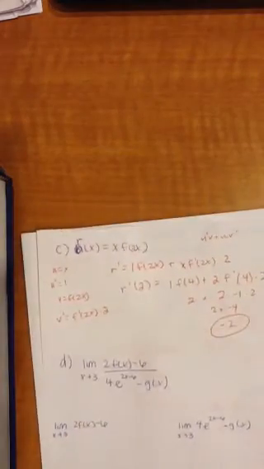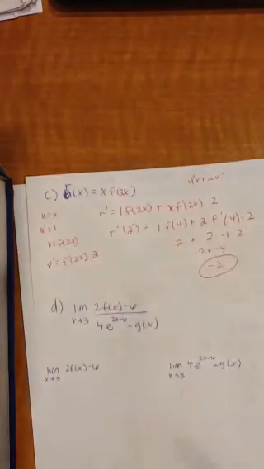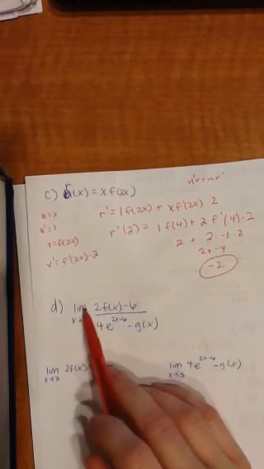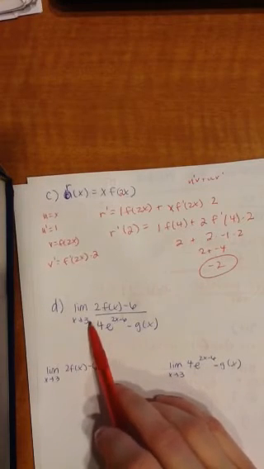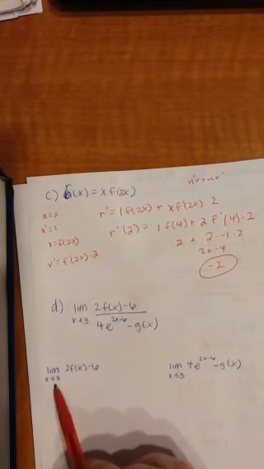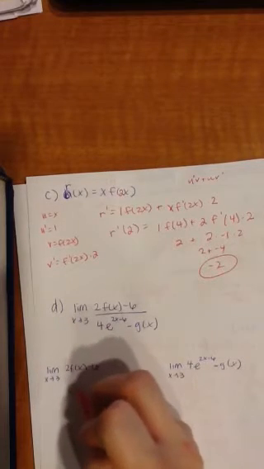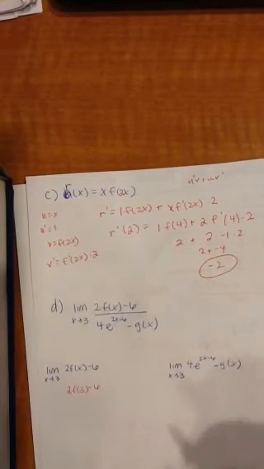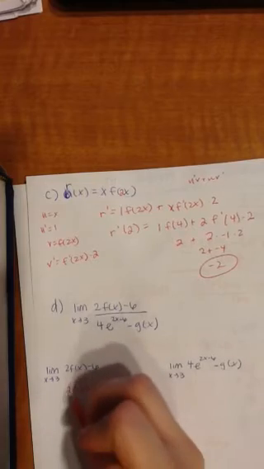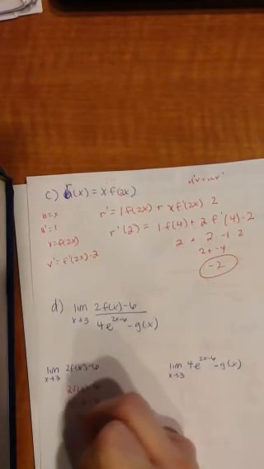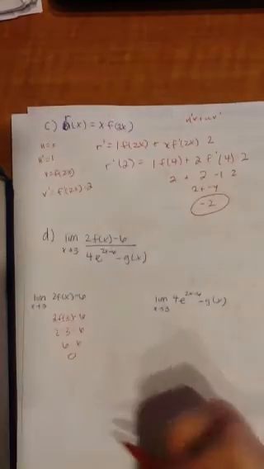All right, and our last one is finding the limit. So anytime we've got a limit, we're going to actually straight up plug in. So this is the limit as x approaches 3. So I plugged into the top. The limit as x approaches 3 would be 2 f of 3 minus 6. F of 3 is 3. So this is 2 times 3 minus 6. 6 minus 6, this is 0.